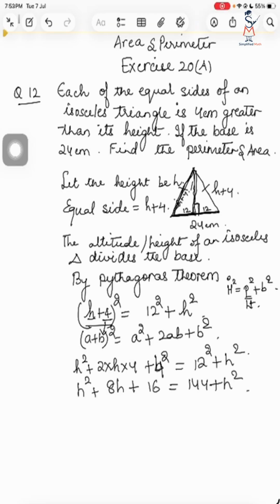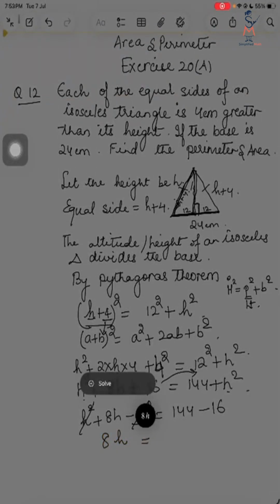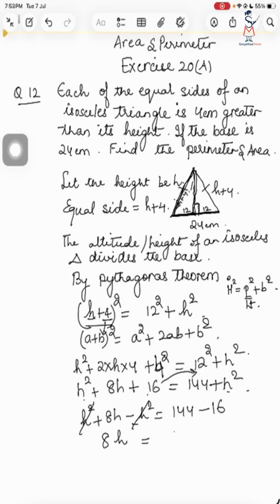Now we take all the h terms together and all the constants to the other side. So h square plus 8h minus h square is equal to 144. 16 goes to the other side and becomes minus 16. The h square moves and becomes minus h square. This gets cancelled, so 8h is equal to 144 minus 16, which is 128. So h is 128 divided by 8, that is 16. 16 centimeter is the height.